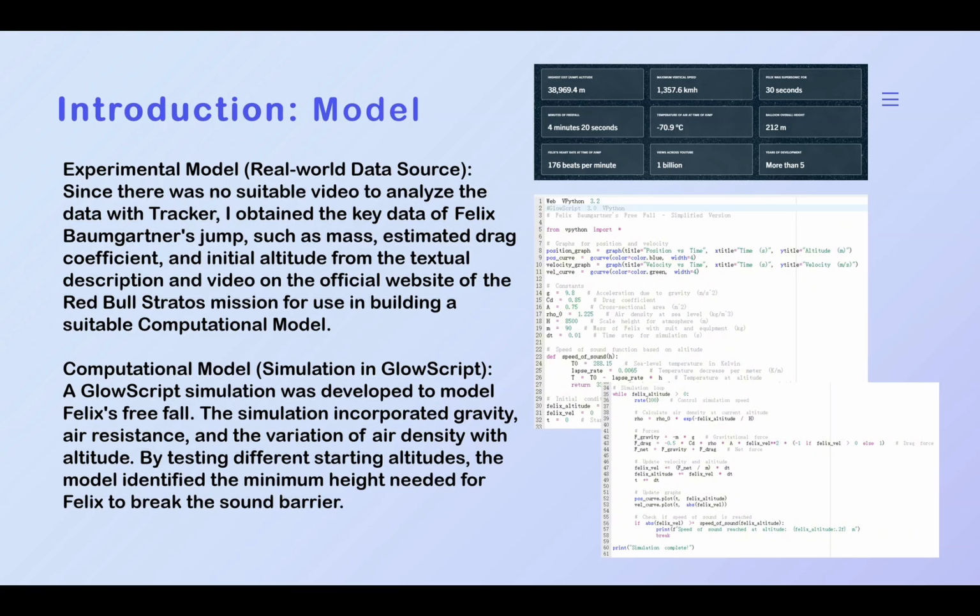And the important part, the computational model, is a GlowScript simulation developed to model Felix's freefall. The simulation incorporated gravity, air resistance, and the variation of air density with altitude. By testing different starting altitudes, the model identified the minimum height needed for Felix to break the sound barrier.